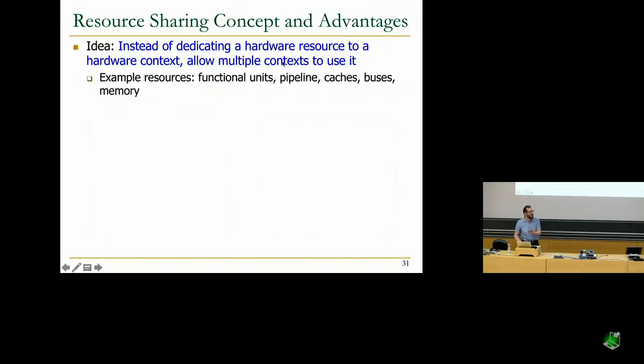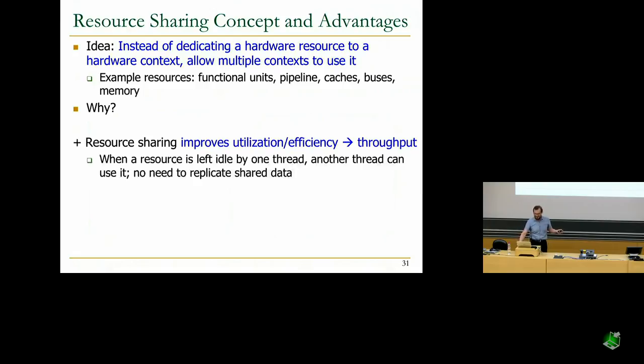And for all resources, you have a choice like this. Functional units, if you have a multi-threaded pipeline. The pipeline itself, you can decide to share between the threads or not share. That's the multi-threading versus single-threaded pipeline. Caches, buses, memory, and so on.